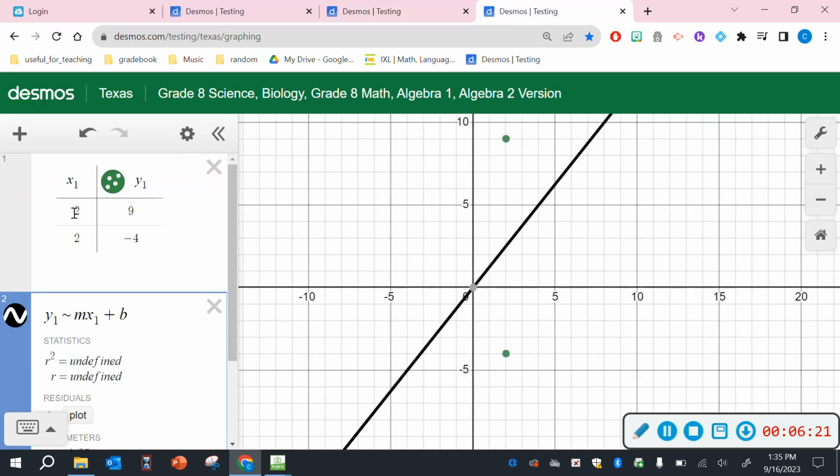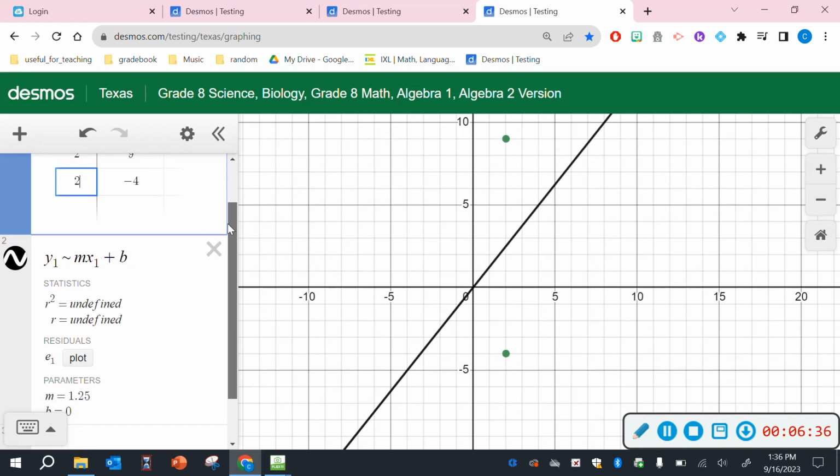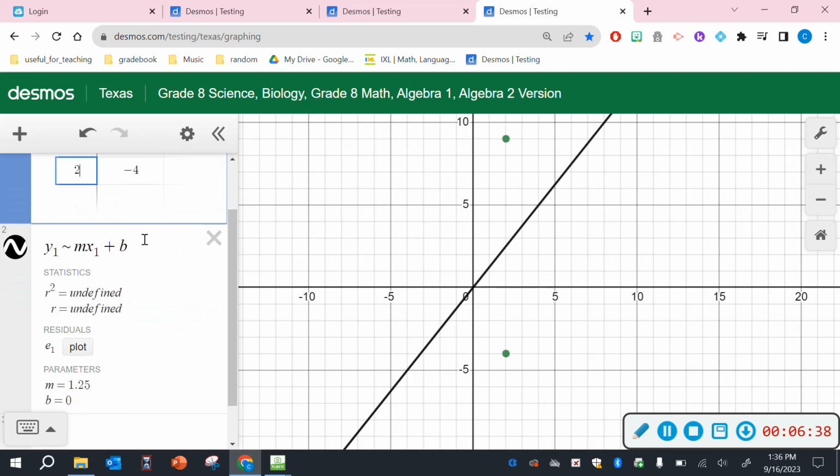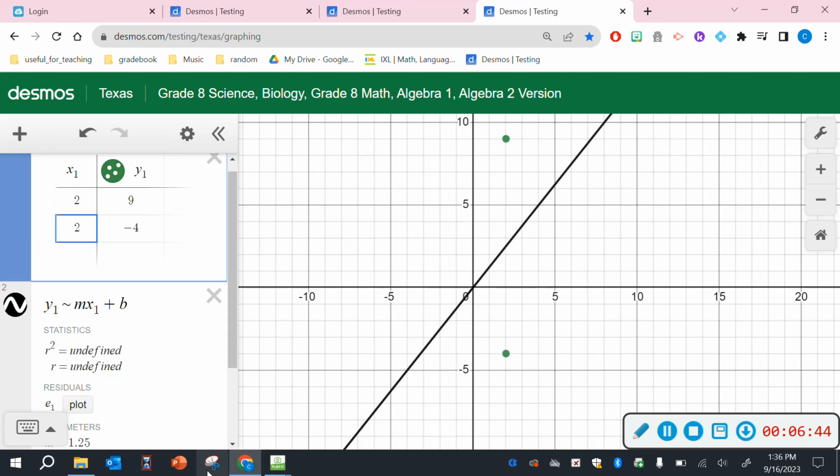So notice I have the point 2, 9. And I picked another point just randomly that has the same x value. And so notice the 2 dots form a vertical line. Okay? So now I do my regression command and look at what happens. It says R is undefined. And the reason why is because, remember, slope.